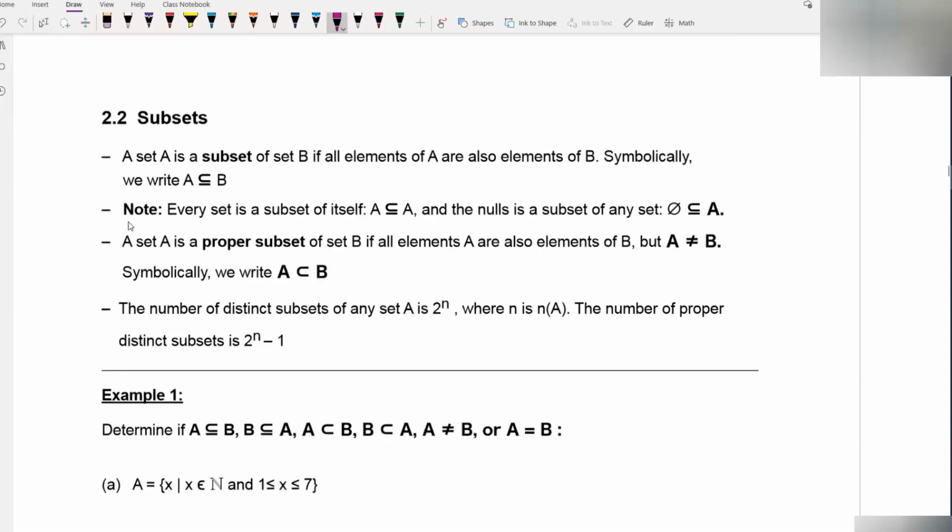Here we have subsets. Set A is a subset of set B if all elements of A are also elements of B. In this case, we're going to use this one. So this is subset. That symbol is for subset. And we're reading from left to right. So A is subset of B.